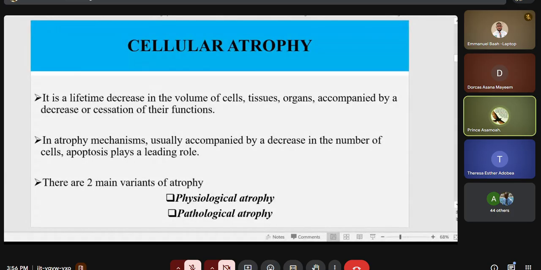Now, atrophy, wasting, shrinkage of cells and tissues, a decrease in their volume, can occur on two fronts. One, it can be a physiological atrophy, and it can also be a pathological atrophy. Just as our brother said, if it is a physiological atrophy, there's a likelihood that it may not be a problem, but pathological atrophy will now cause concern. Let's dive deeper into it.